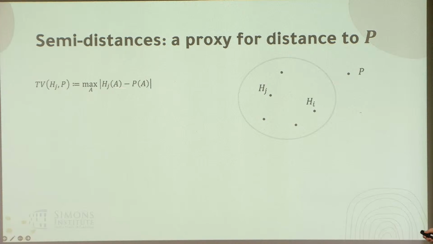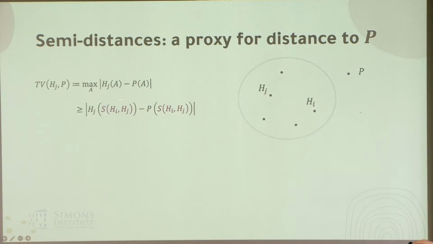And by definition, this is the definition. And I don't really know which subset to look for. What I'm going to do is use another hypothesis in my set, Hi, as auxiliary information to help me estimate this distance. What does it mean to use it? I'm going to look at the Scheffé set between these two distributions, but the discrepancy that I'm looking for is actually the discrepancy between Hj and P.